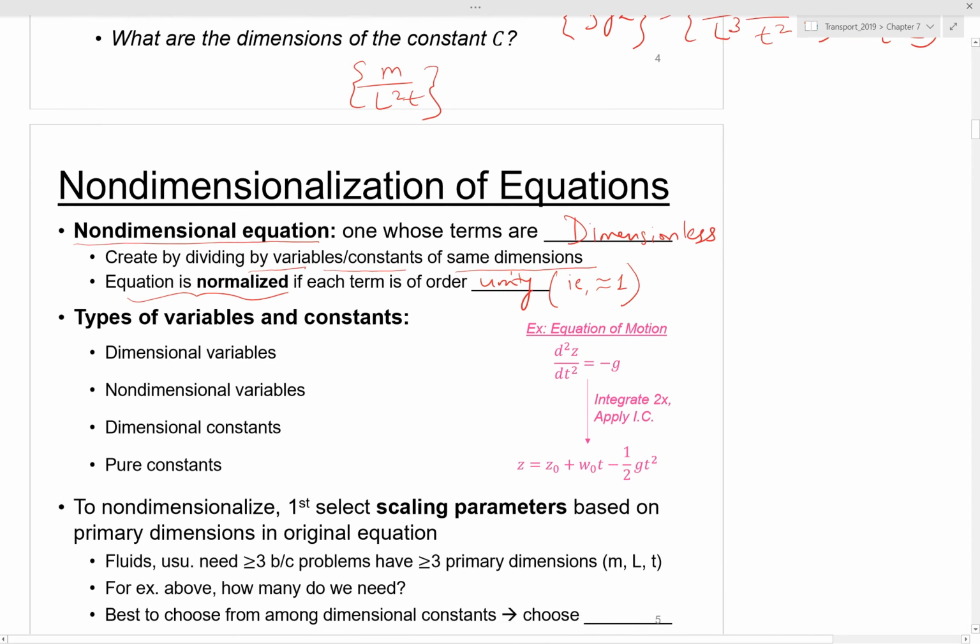Okay, so let's take the simple equation of motion which you have seen in your freshman physics or high school physics. Acceleration due to gravity, and this is the differential equation, and we integrate to find how does distance or height change with time, right? So here, what are the dimensional variables? z and t.